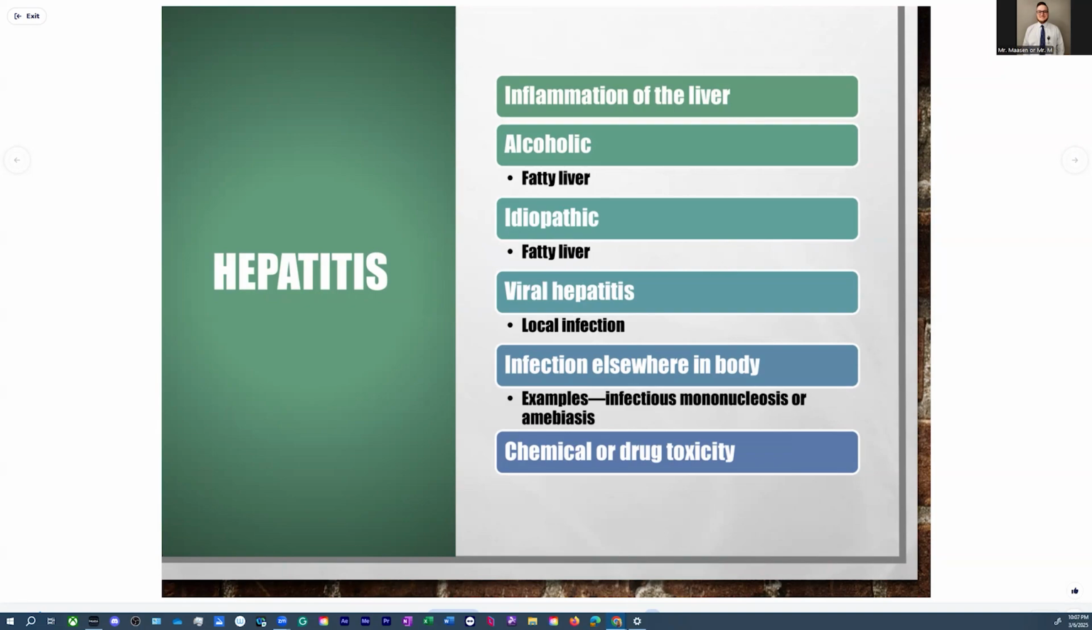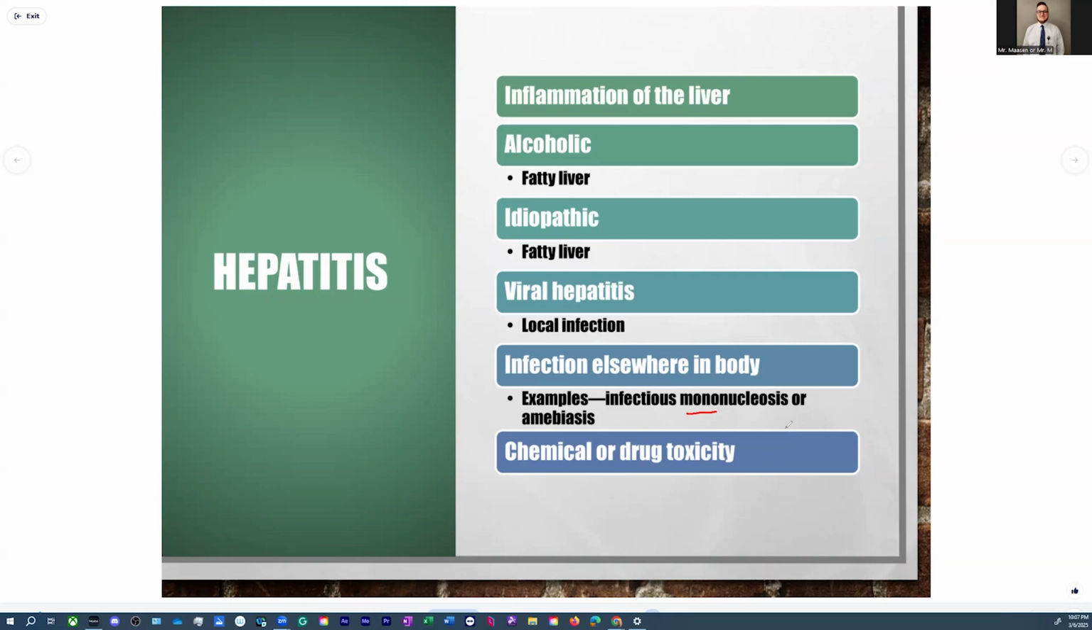So, for example, viral hepatitis or infection elsewhere in the body. Examples of these, just to give you some reference: infectious mononucleosis or amebiosis. Does anyone know what infectious mononucleosis is? You probably got it from the first four letters. Mono. It's mono, the infection mono, or the quote unquote kissing disease. Mono is a virus, a form of the Epstein-Barr virus, and it's spread through saliva. So that's why they call it the kissing disease.